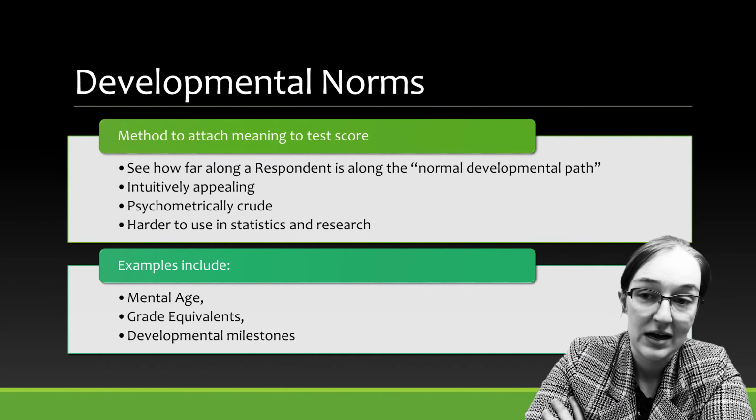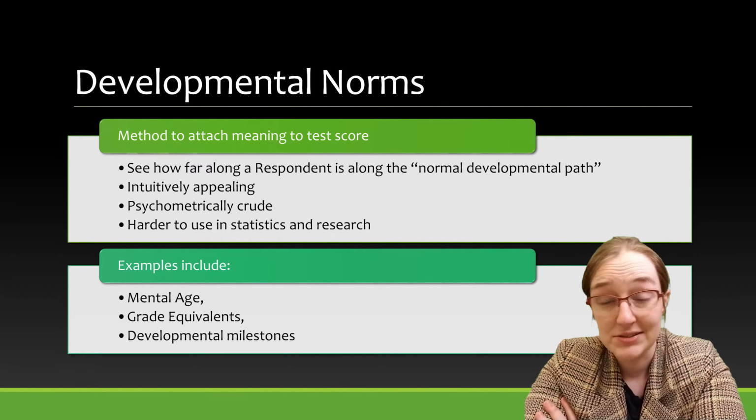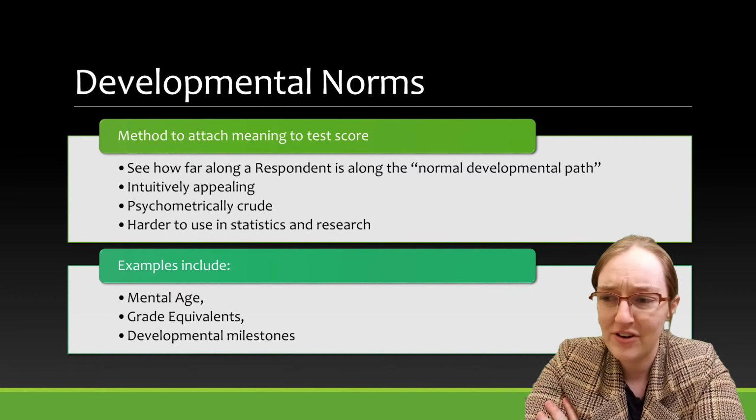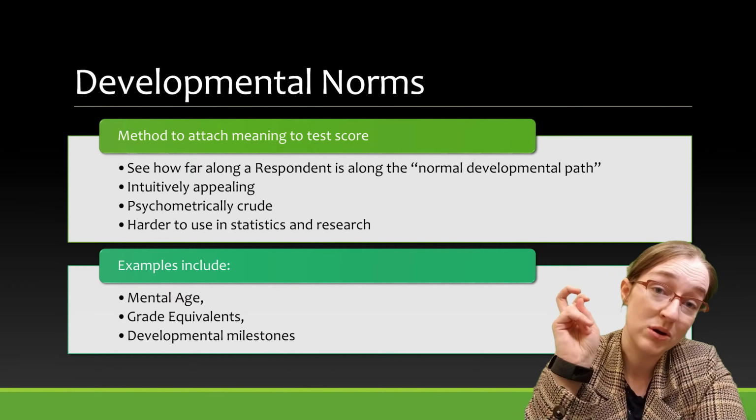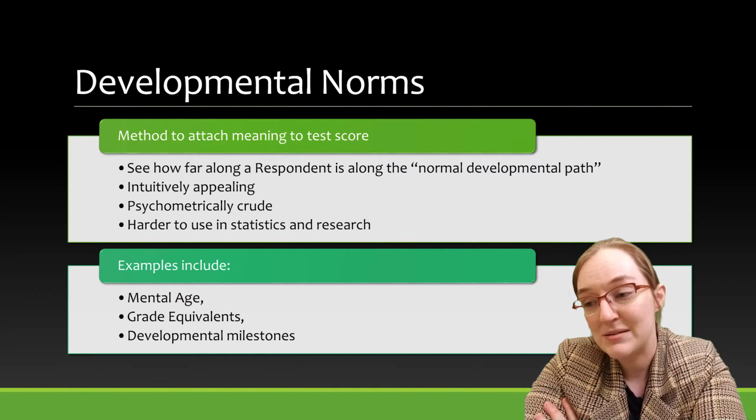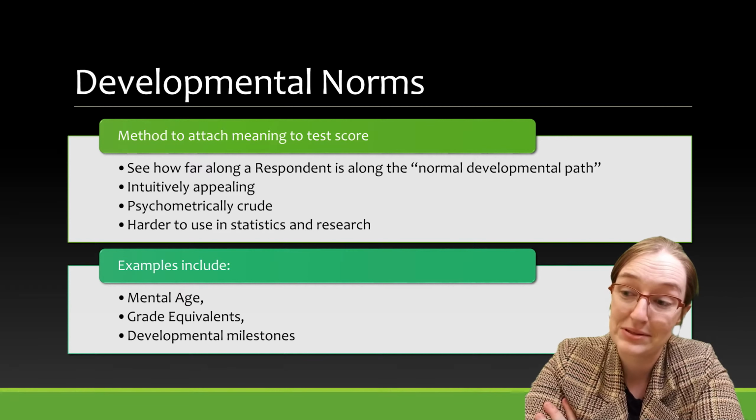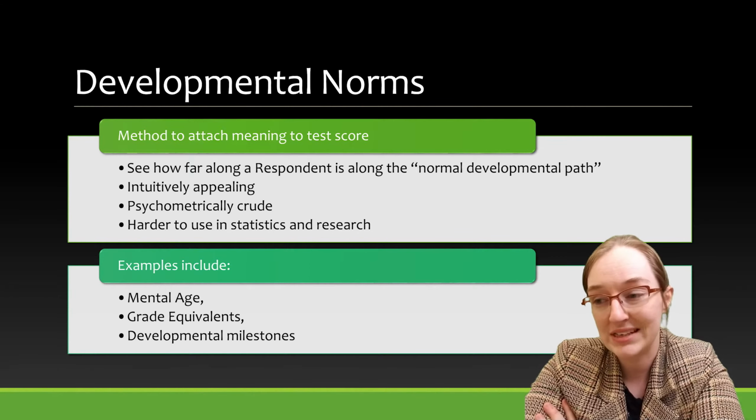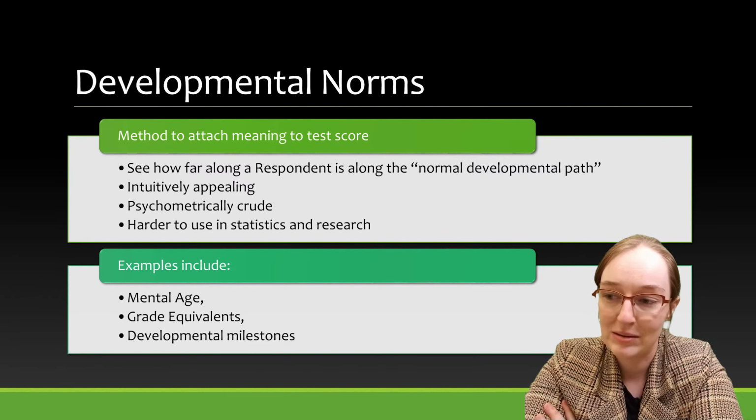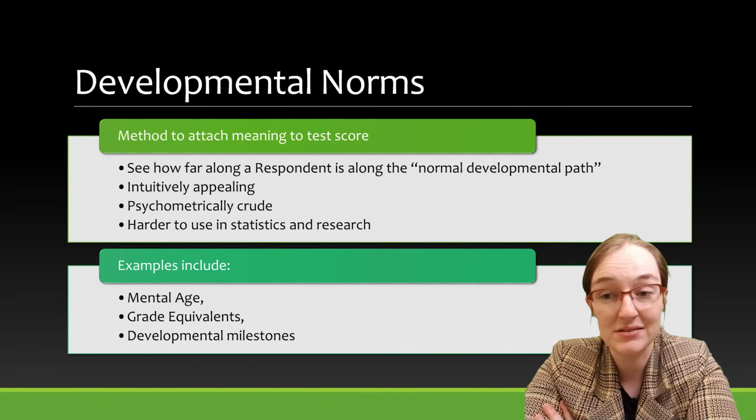Developmental norms. So this is one method to attach meaning to a test. It's a way to see how far along a respondent is on the normal and typical developmental path. These tend to be intuitively appealing and a bit psychometrically crude. They tend to be harder to use in statistics and research because they're not always the best. And these include mental age, grade equivalents, developmental milestones.